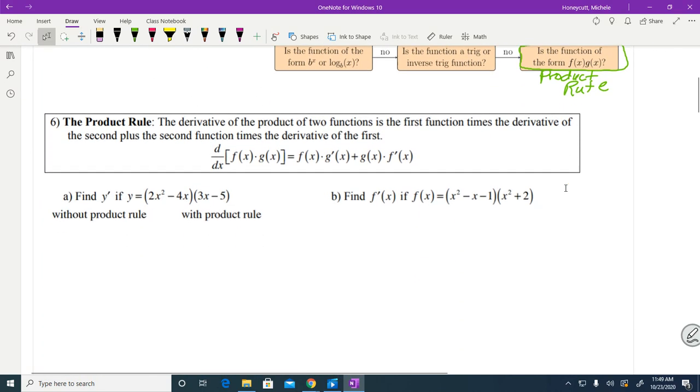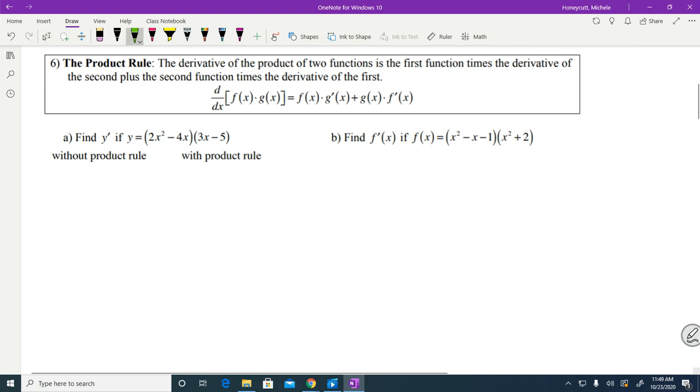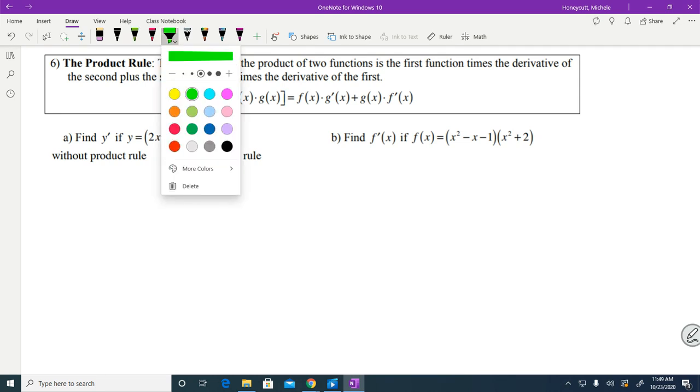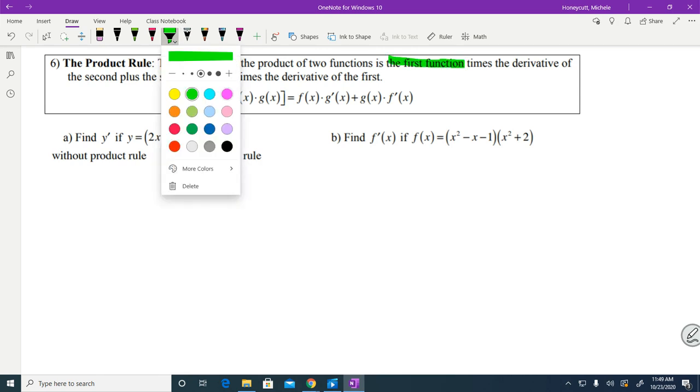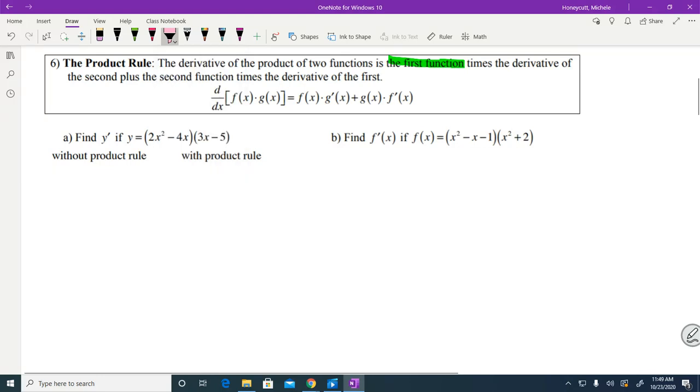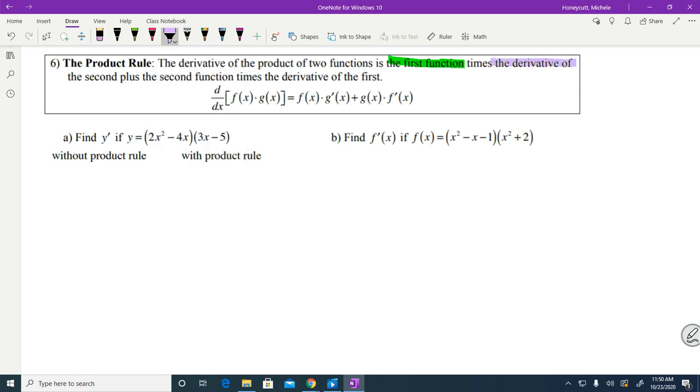So this is what you would see in your notes on page 34, the product rule. And it says the derivative of the product of two functions is the first derivative times the second. And I like to highlight the first and the second. So it's the first function times the derivative of the second. Let me get a different color. Purple. Times the derivative of the second plus the second function times the derivative of the first.